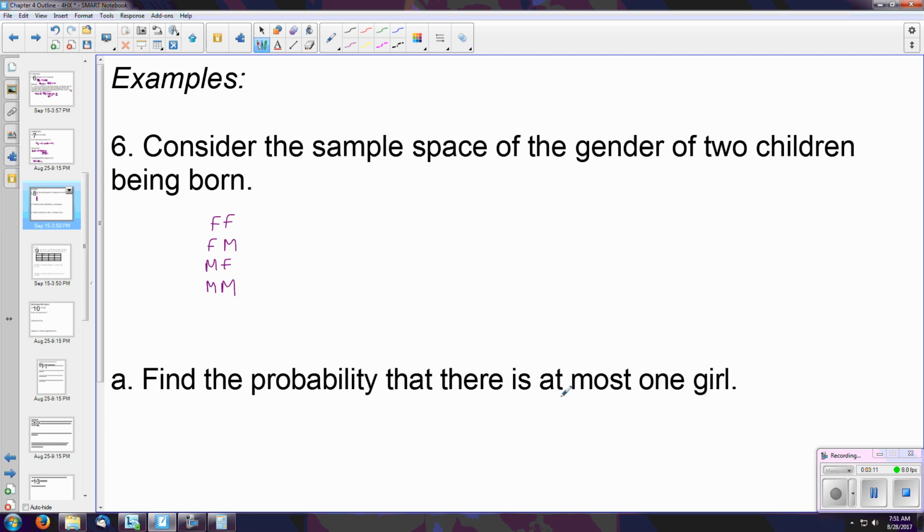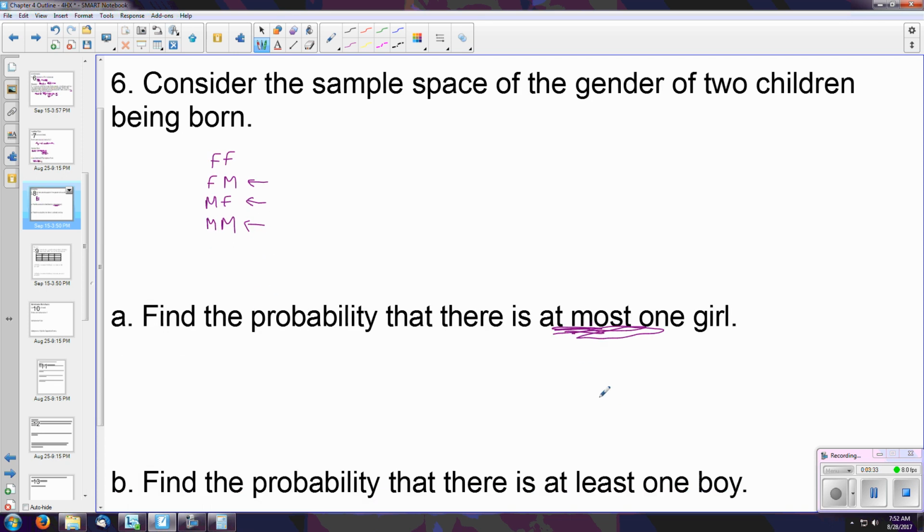So think about that. What does at most one mean? At most means no more than, so any number smaller than or equal to that value. So which of these examples have at most one girl? Well, this one has only one, this one has only one, and this one has none. So all three of those are considered at most one girl. So we could say 3 out of 4, or 0.75.